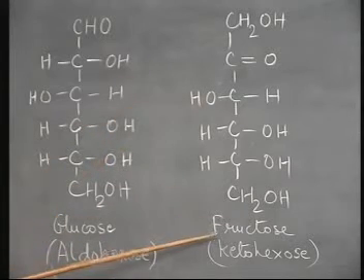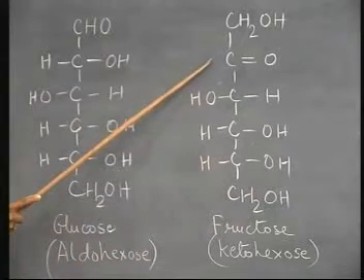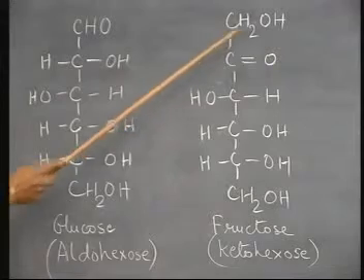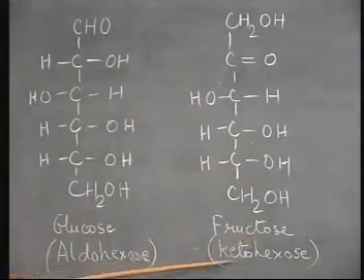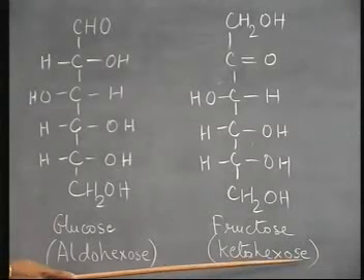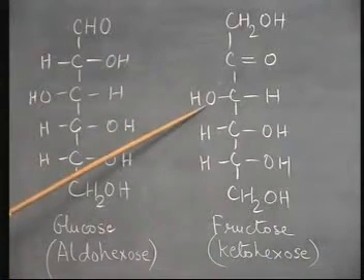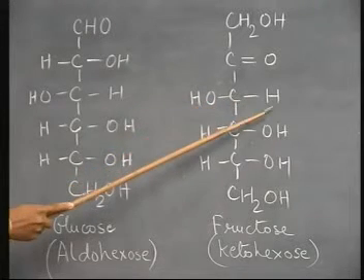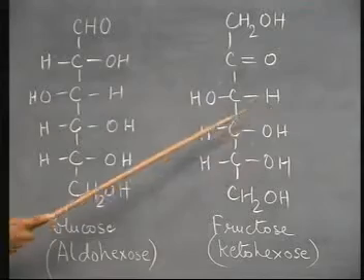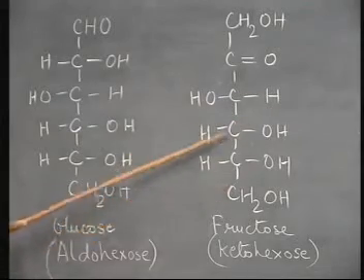This is the structure of fructose, which has got a ketonic group and 5 hydroxyl groups. That is why it is called a ketohexose. Again here, the third carbon atom has the hydroxyl on the left and the hydrogen on the right, which is different from the arrangement in the other carbons.